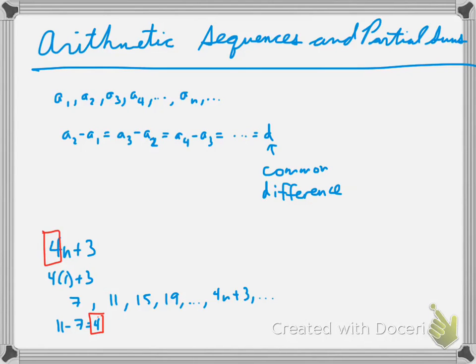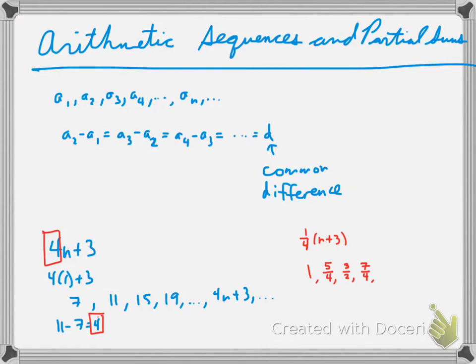I'll show you another example. Let's say I have 1/4 times n plus 3. Well, my first thing I would do is substitute 1 in. I would have 1 plus 3, which is 4. 1/4 of 4 is 1. For 2, I'd have 5/4. For 3, I'd have 6/4, which reduces down to 3/2. For 4, I'd have 7/4.